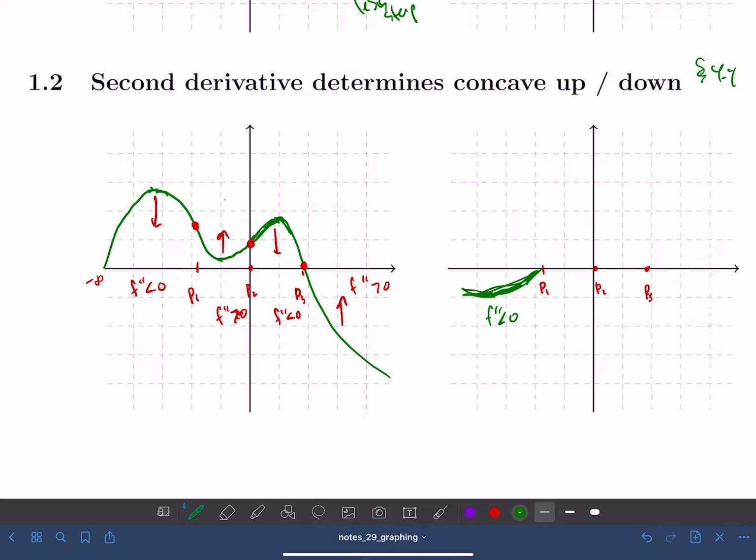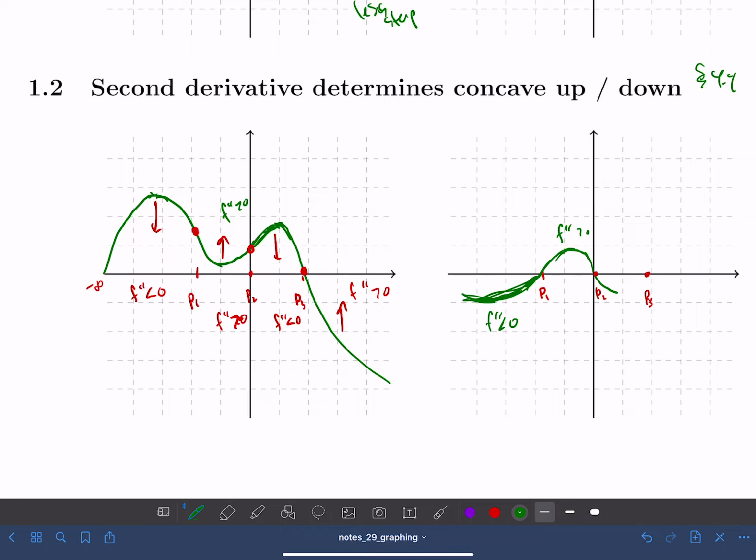Okay, in the next region here, F double prime is positive. Then over the next interval, F double prime is negative. Sorry, double prime. And then finally, we're going to have a concave up function. F double prime bigger than 0.